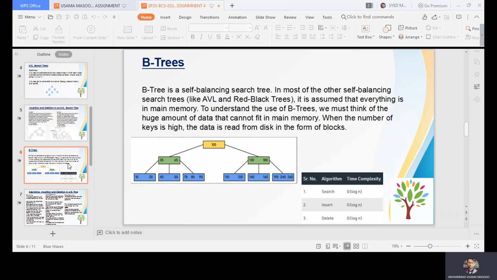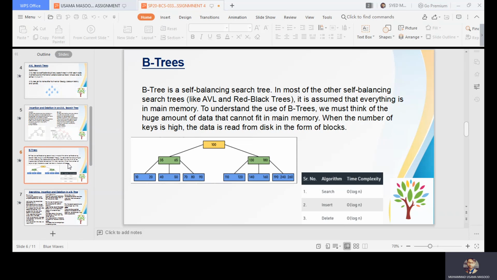Okay, while looking at the use of B-trees, we must think that a huge amount of data cannot fit in main memory. As we know, a vast amount of data cannot be stored in the main memory, so we use B-trees, and when the number of keys is high, the data is read from disk in the form of blocks. So actually the B-tree uses blocks to store data, and the algorithm for using the search tree is mentioned here.